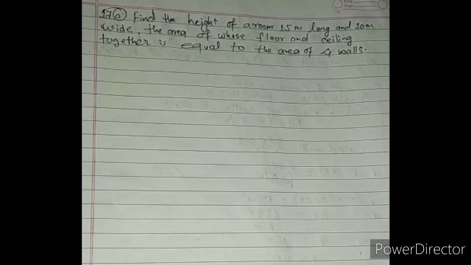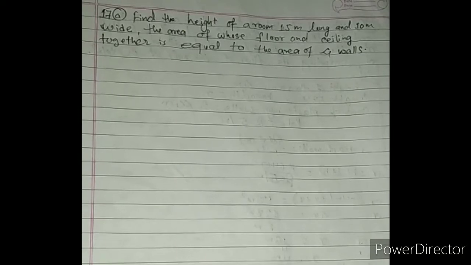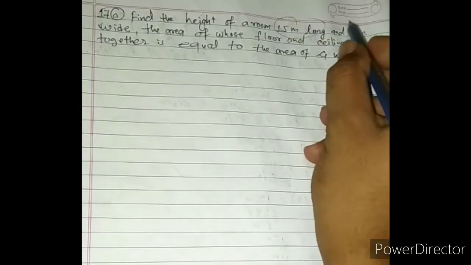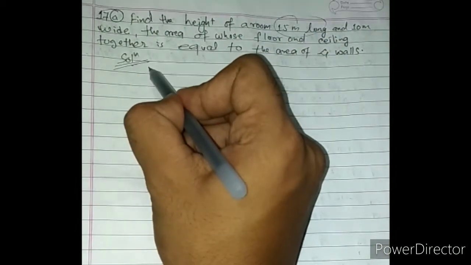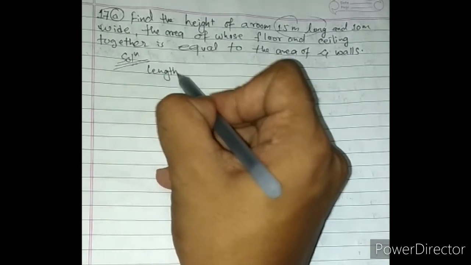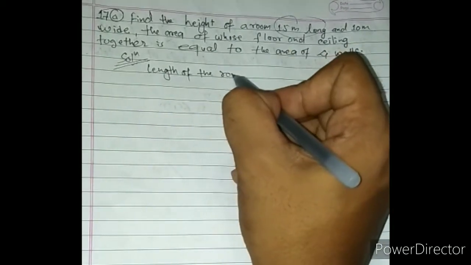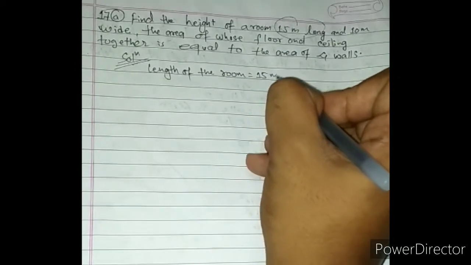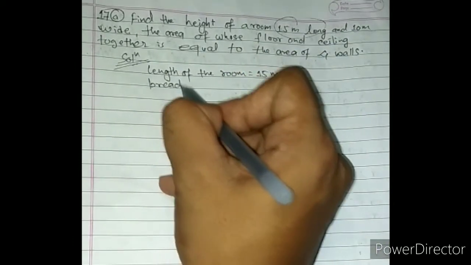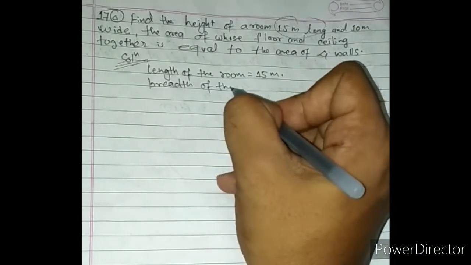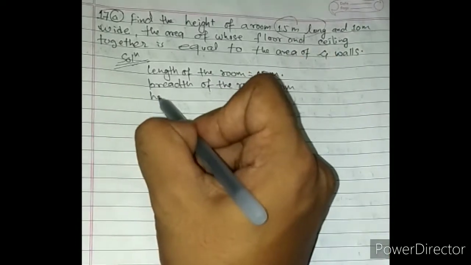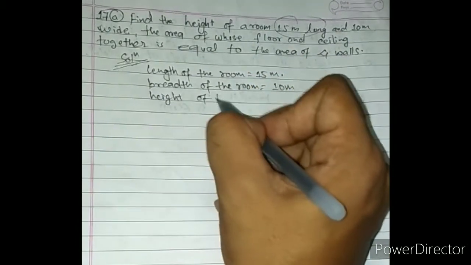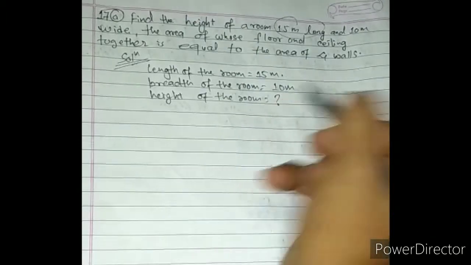Next question, question number 17. You have to find the height of the room where length is given as 15 meter and breadth is given as 10 meter. First of all, list what is given. Length of the room is 15 meter, and the width, that means breadth, of the same room is 10 meter. You have to find the height of the room.